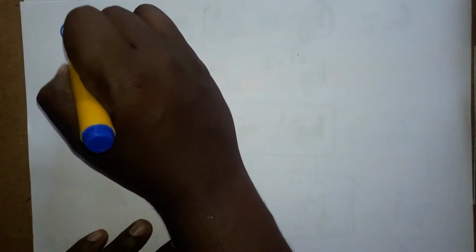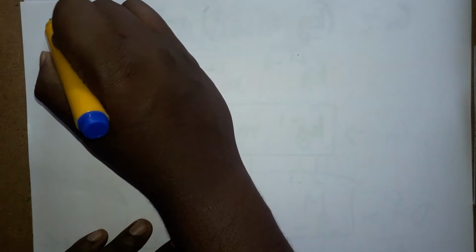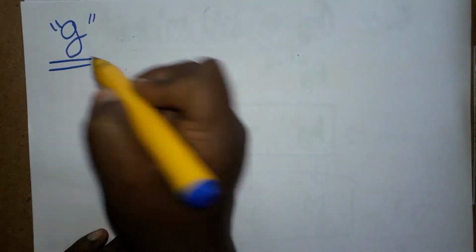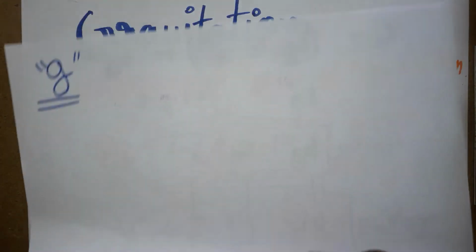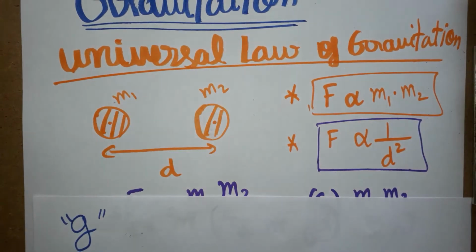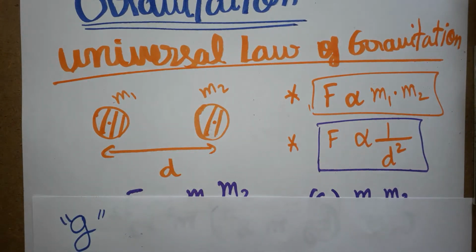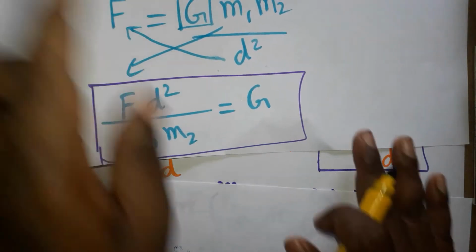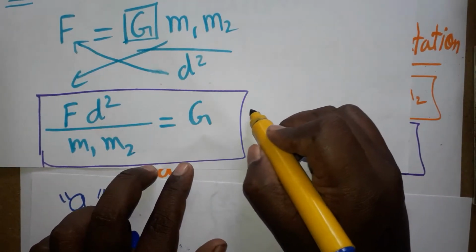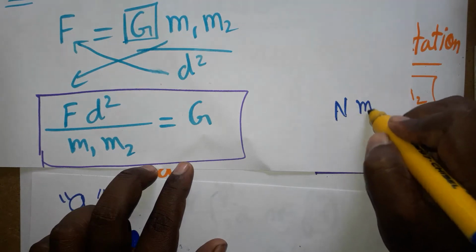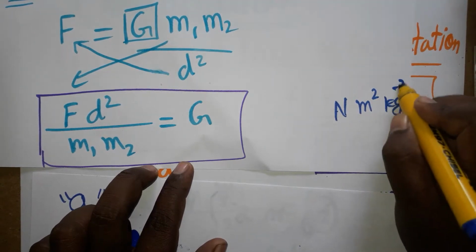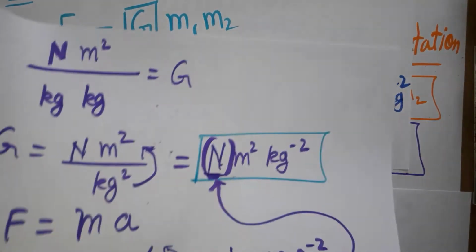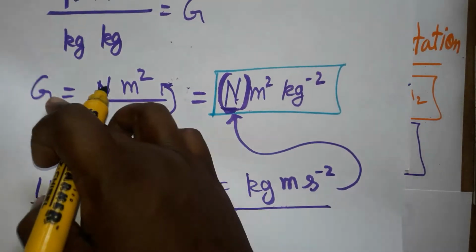Now we are going to see what small g is. Small g we can write as acceleration due to gravity. Before going to small g, let us first see the value of capital G. Capital G is a constant. The SI unit of capital G is Newton meter square kg minus 2. That is one of the units of capital G; you can take whichever unit you want.